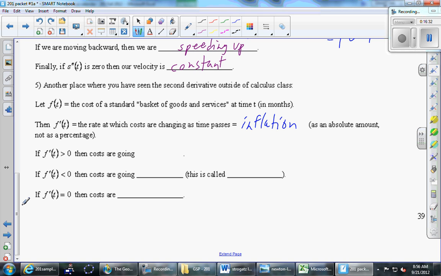So if f prime is positive, what's happening to the costs? If the derivative is positive, they're increasing. Costs are going up. If f prime is negative, what's happening to the costs? They're going down. Now, this doesn't happen very often in this country. Usually we're in the positive thing, which is called inflation, but what's it called if costs go down? I think this is the word; talk to somebody who knows economics, but I think it's deflation.